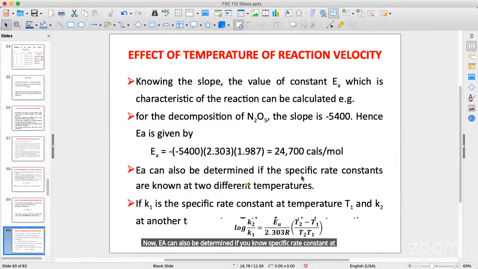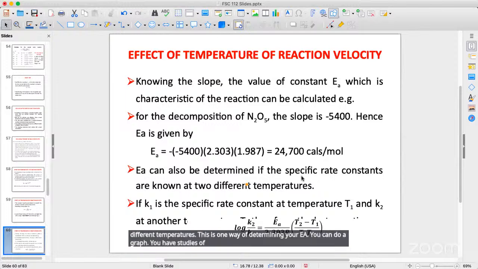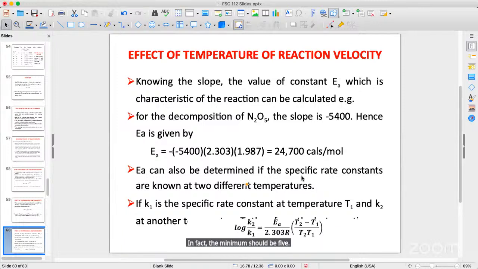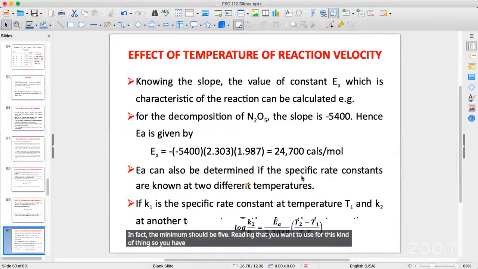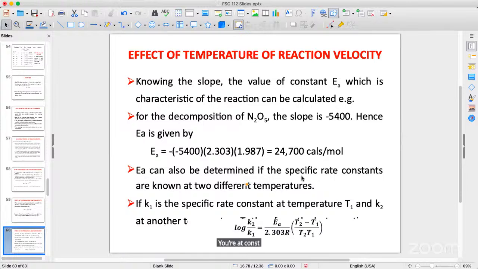Now, EA can also be determined if you know the specific rate constant at 2 different temperatures. This is one way of determining your EA. You can do a graph. You have a series of temperatures, say 4 or 5. In fact, the minimum you want to use for this kind of thing should be 5. So you have temperature 1 and its rate constant, temperature 2 and its rate constant, up to temperature 5 and its rate constant. Now plot the log of your rate constant against the reciprocal of temperature.